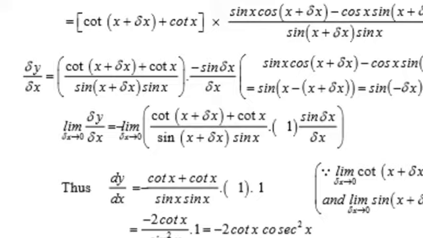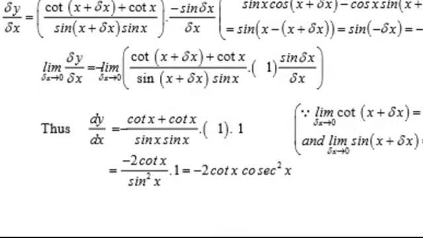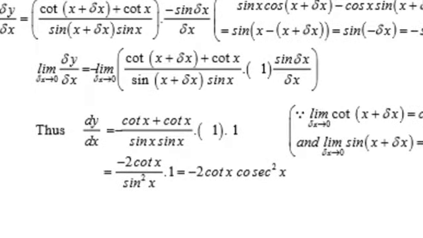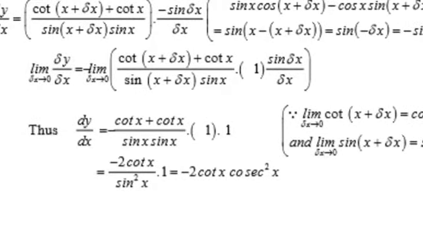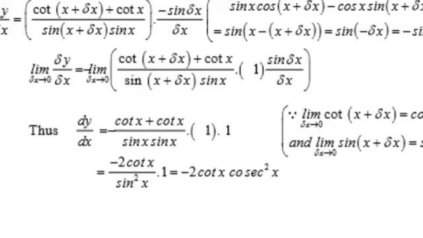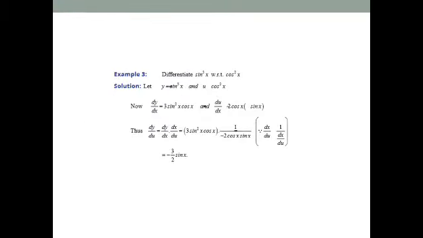Sine delta x over delta x is 1, and the remaining values are simplified, and this is your answer: minus 2 cot x cosecant square x.